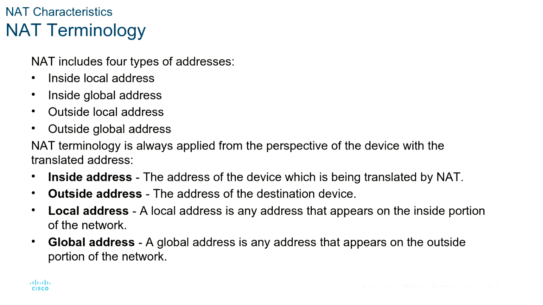And the global address is the address that appears on the outside portion of the network. Because ISPs, if they encounter any A, B, or C private addresses like 10, 172, 192.168, they're going to drop it like a hot potato.